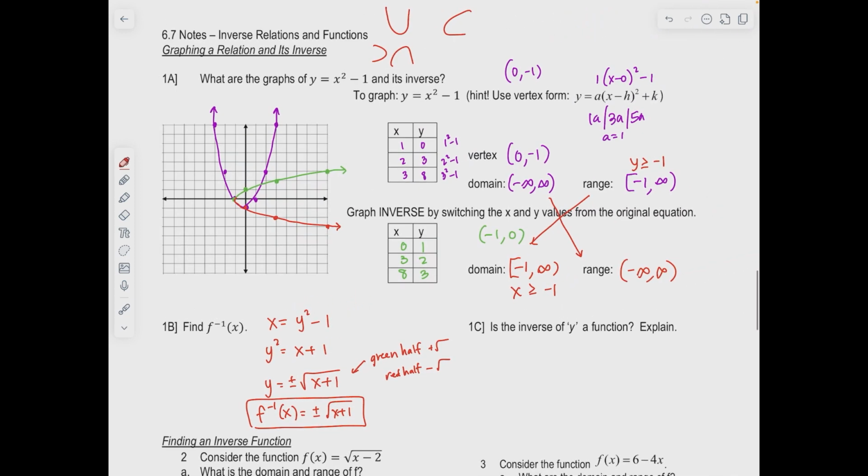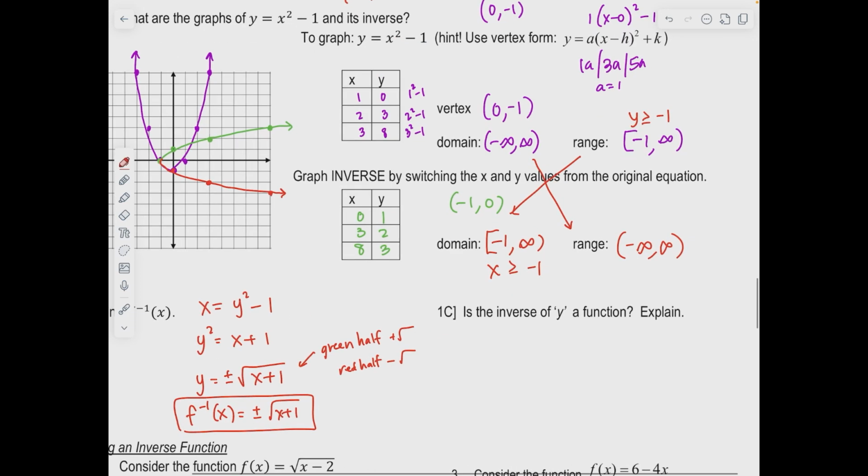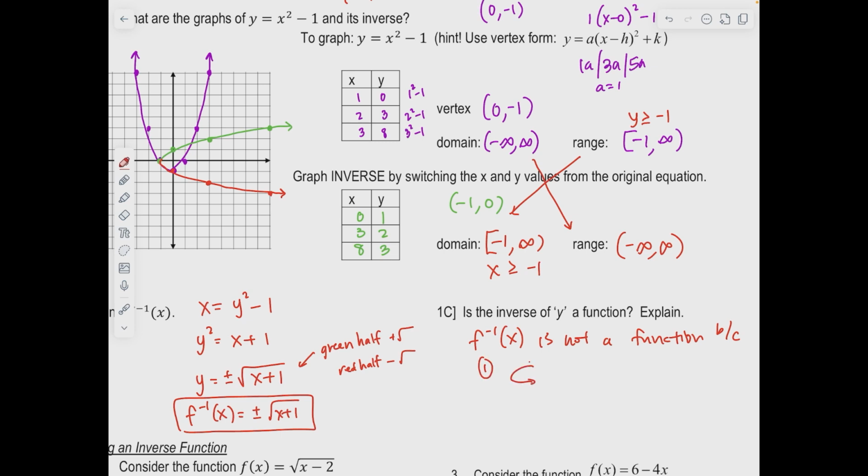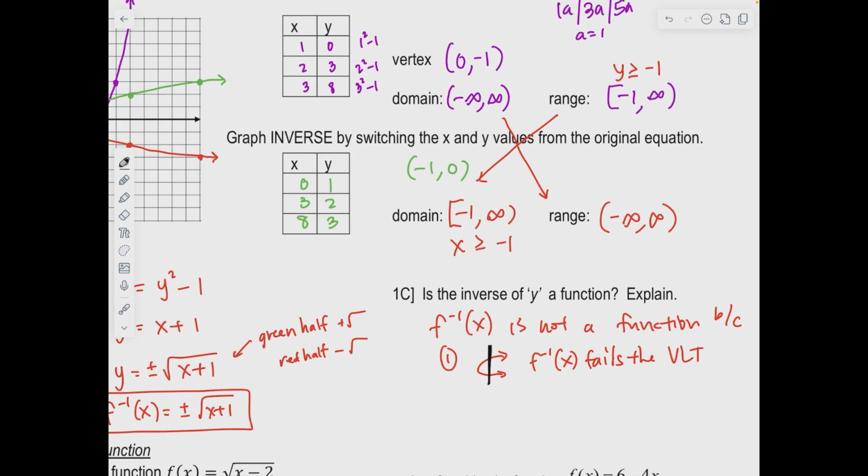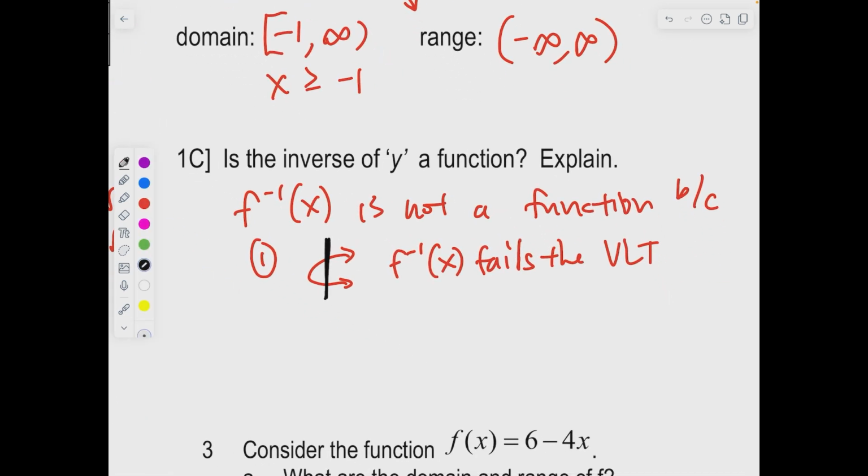Okay. 1c, is the inverse of y a function? So there's 2 ways to talk about this. I can talk about f inverse is not a function because if it's like this, f inverse fails the vertical line test. So vertical line test, I draw it, it goes through more than 1 point. So that means that this is not a function.